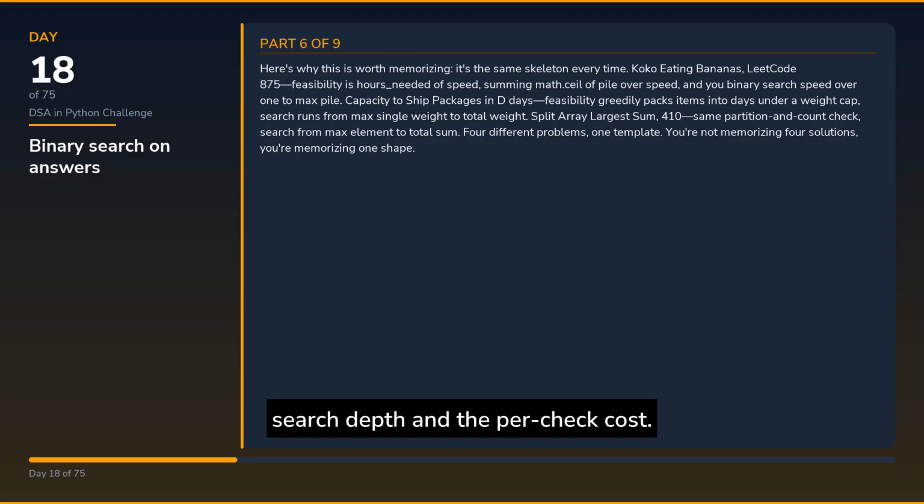Here's why this is worth memorizing. It's the same skeleton every time. Koko eating bananas, LeetCode 875. Feasibility is hours_needed(speed), summing math.ceil of pile over speed, and you binary search speed over 1 to max pile. Capacity to ship packages in D days. Feasibility greedily packs items into days under a weight cap. Search runs from max single weight to total weight.